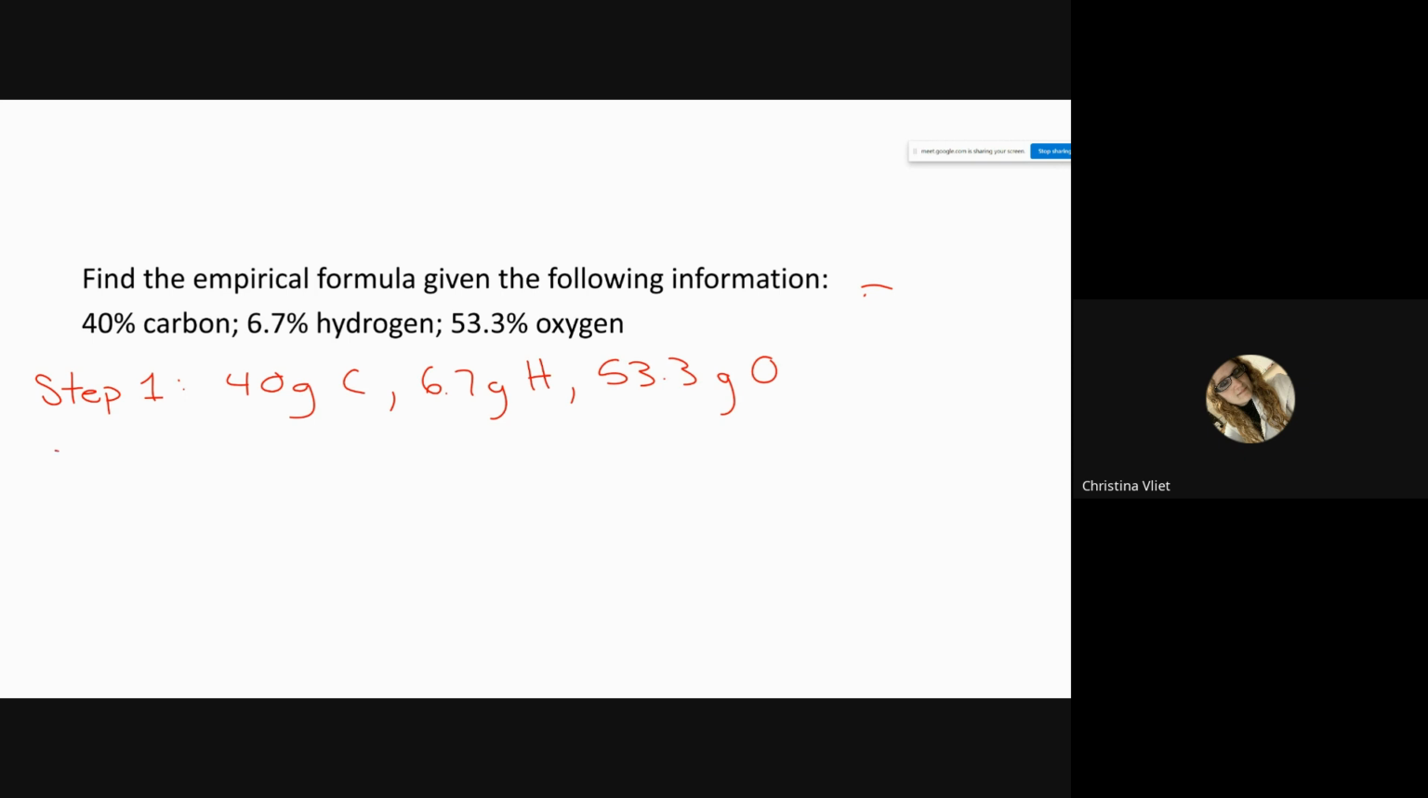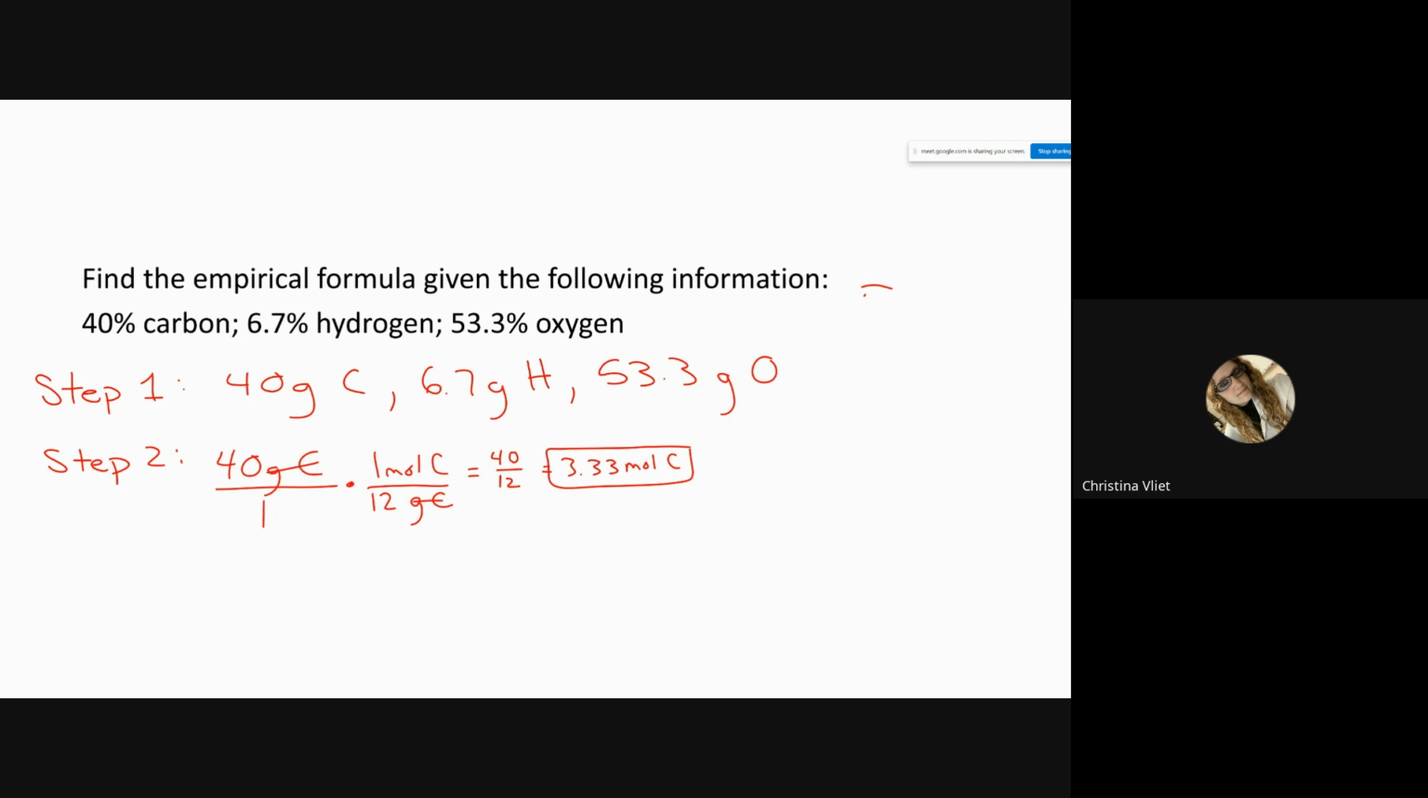And so step 2, I'll set each of them up properly, is 40 grams carbon over 1. You've got to cancel out the grams. How do you know what number goes on the bottom here? Whatever the atomic mass is always going to go on the bottom because grams always have to cancel. You're always dividing by the atomic mass. So 12 grams carbon, 1 mole carbon. And so our first answer, 40 divided by 12 is 3.33 moles of carbon. That's 1.